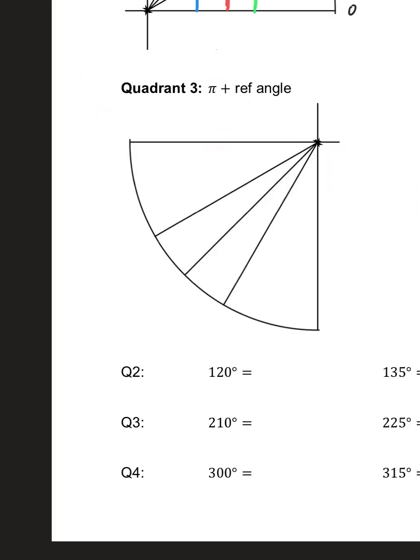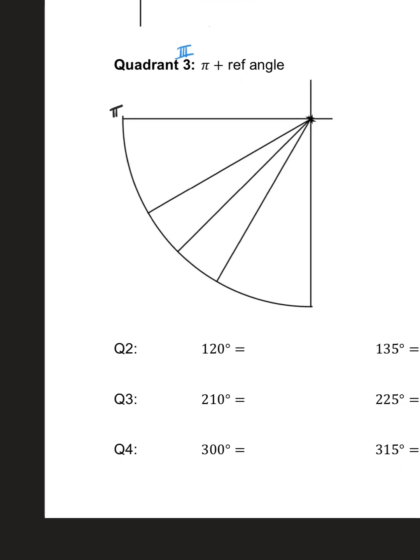Okay, quadrant 3. This tells us to add pi to the reference angle. Again, I'm going to think of this right here as my axis, so this is pi. Down here is our 270, or 3 pi over 2. So again, when I'm coming around from over here, what are these angles going to be? I'm going to find them by using my reference angles, and I know my reference angles based on the size of what they look like.